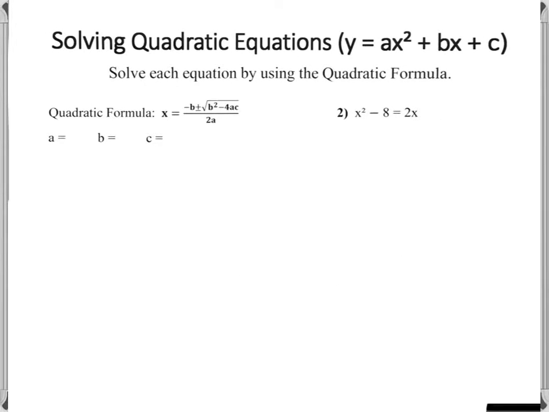Question 2, they've given us x squared minus 8 equals 2x. In order to solve this, we first need to write this in standard form, so we need to move the 2x to the left. So we end up with the equation x squared minus 2x minus 8 equals 0. Now we can pinpoint our values for a, which is 1, b, which is negative 2, and c, which is negative 8. And now we're going to use the quadratic formula again to find the values of x.